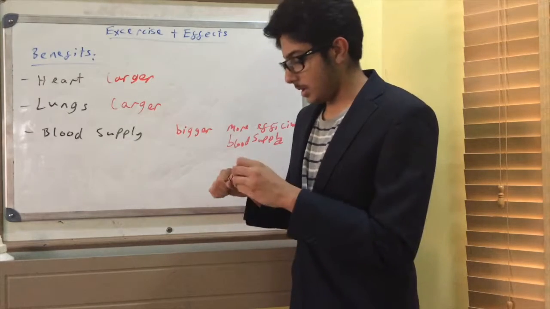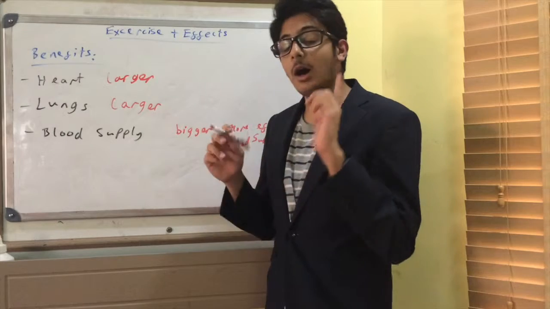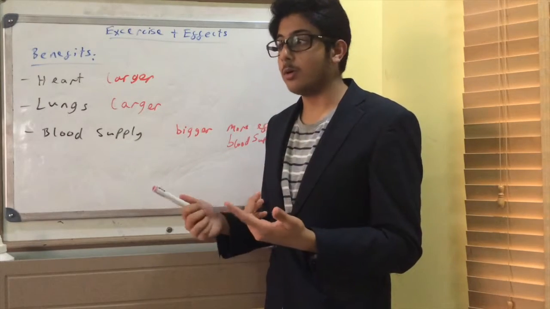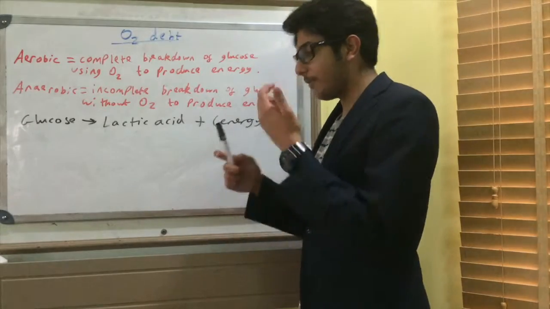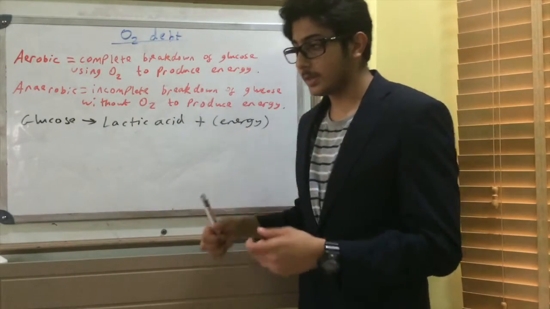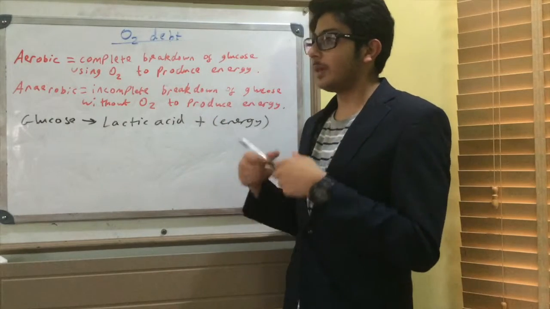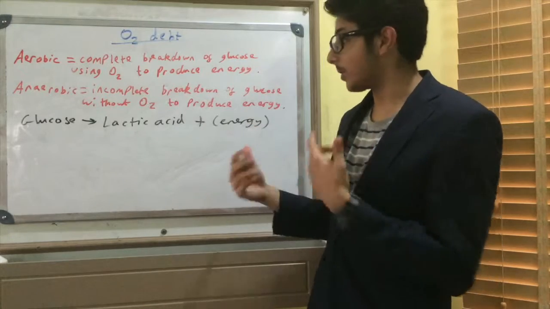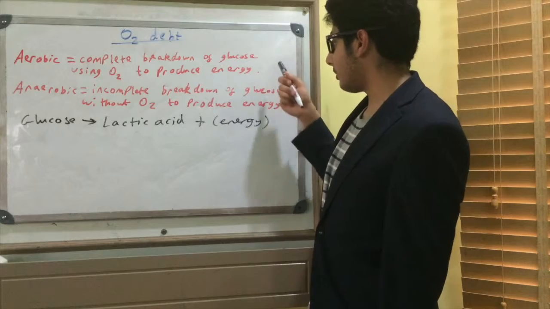And now I'm going to move on to something that is only required of the higher tier students. So if you're lower tier, you can stop the video. If you're higher tier, keep watching. Okay, so this is only for higher tier students. We're going to talk about oxygen debt. Oxygen debt is extra oxygen taken into the body to complete the breakdown of lactic acid by the process of aerobic respiration. I've included the definitions of aerobic and anaerobic respiration.